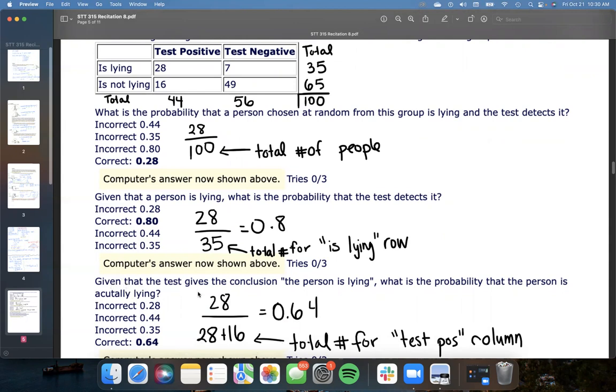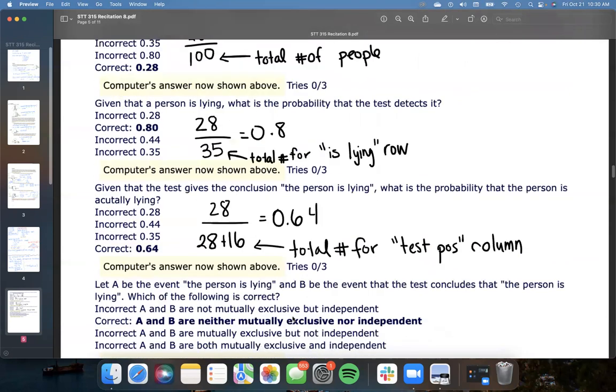So given the test gives the conclusion a person is lying, that means that the test is positive. So that would be in the denominator. So that would be 28 plus 16. So the total for the test positive column would be in the denominator. And then what is the probability the person is actually lying? If the person is lying, it would be 28. So 28 divided by 44 equals 0.64.